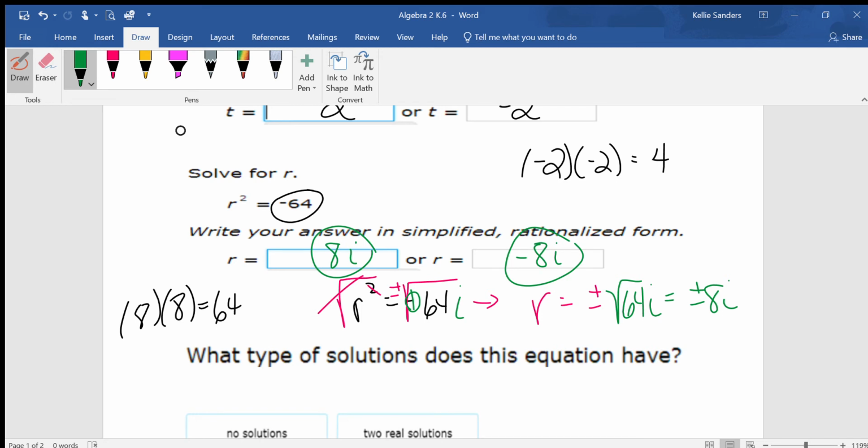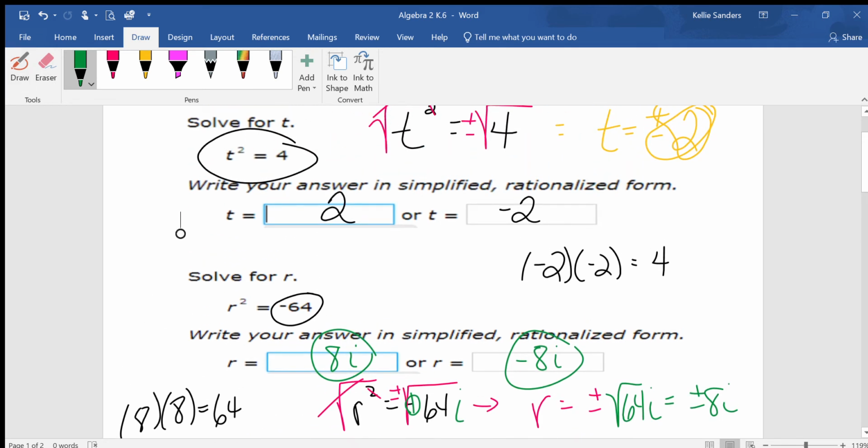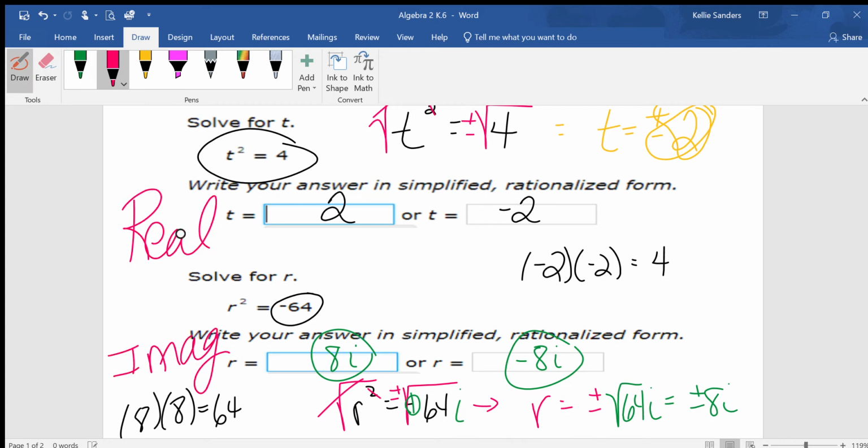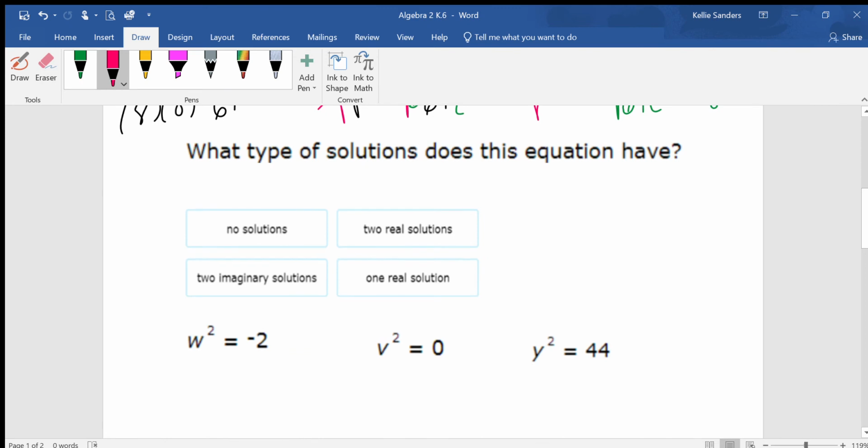So why did we get 2 real answers here and 2 imaginary answers here? Because this was positive and this was negative. Okay, we're going to have to kind of take those in on what we're about to be talking about.